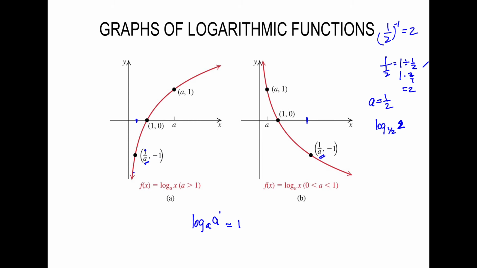At any rate, these are the two parent graphs you can work with, but those values there, 1 over a giving you negative 1, (1, 0), and then (a, 1), are reliable points that we can use when visualizing and thinking of the parent graph.